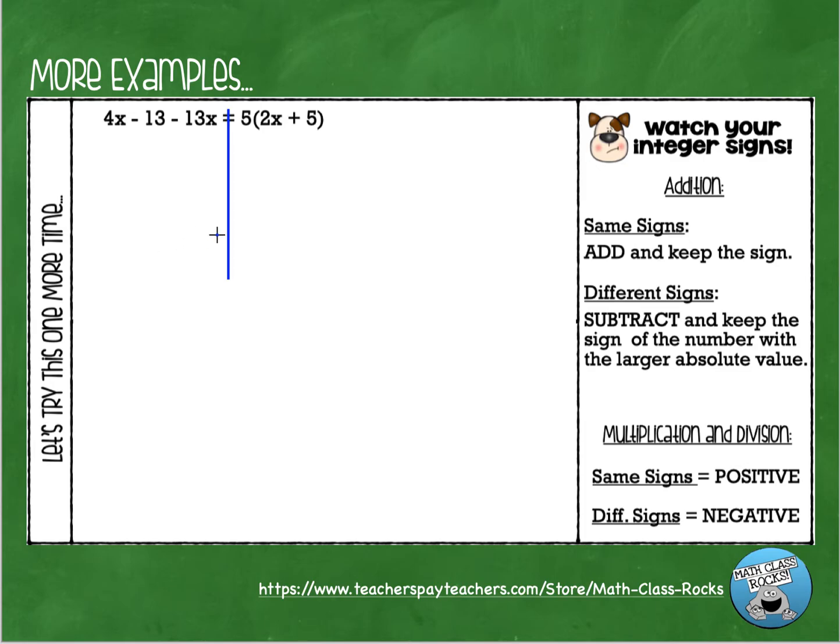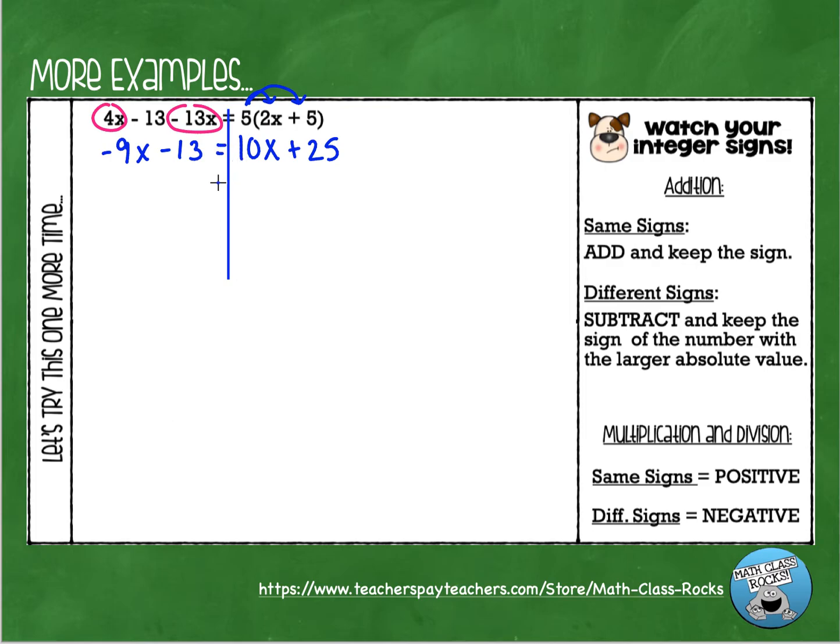So I'm looking first for the distributive property. I don't see the distributive property on the left side, but I do see it here on the right side. So let's start out by multiplying. 5 times 2x is 10x, and 5 times 5 is 25. On the left side, I don't have the distributive property, but I do have some like terms. I can add this 4x with this negative 13x. A positive 4 and a negative 13 gives me a negative 9x minus 13, and here's my equal sign.